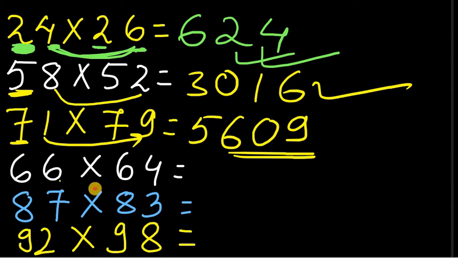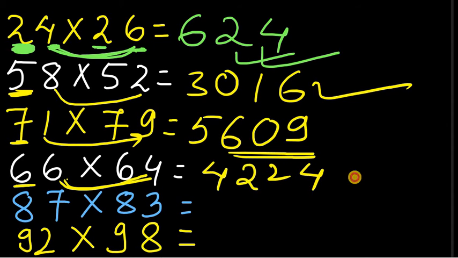Let's see the next number, 6 4s are 24. Okay, it is already 2 digit. Now after 6 what comes? 7. 6 7s are 42. So this is our answer.